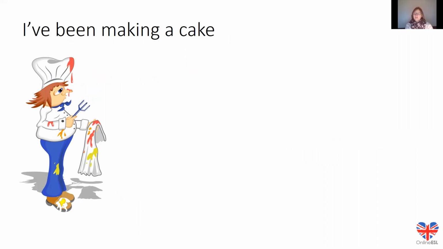So let's have a look at another example then between the differences. So here we've got I've been making a cake. This is the present perfect continuous. You have a lady in a chef's hat. She's got egg on her feet. She's got jam on her nose. She's a mess. She's messy because she has been making a cake. So now she started maybe, I don't know, 2 hours ago. She started to make a cake and she continued making it, and she's maybe put it in the oven now, but she's not finished. She's still messy. She is still making it. The cake has not finished.